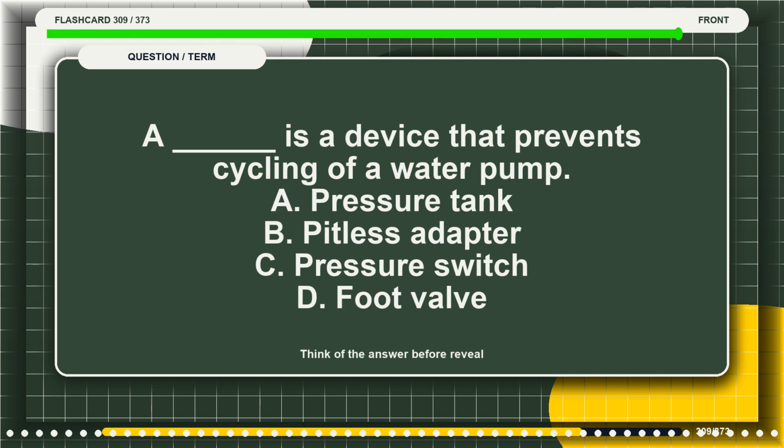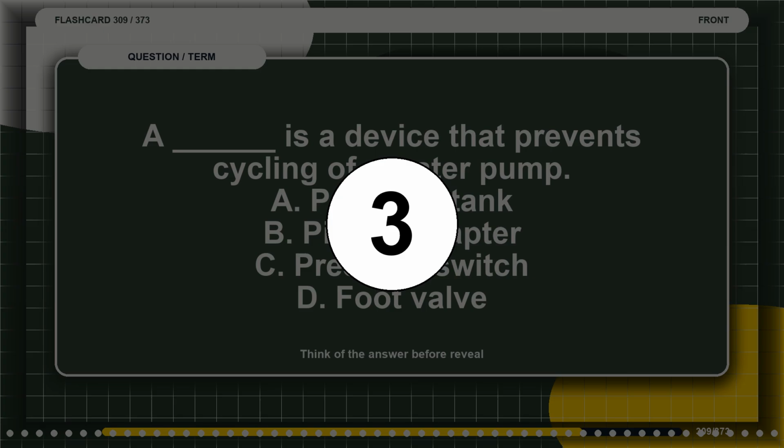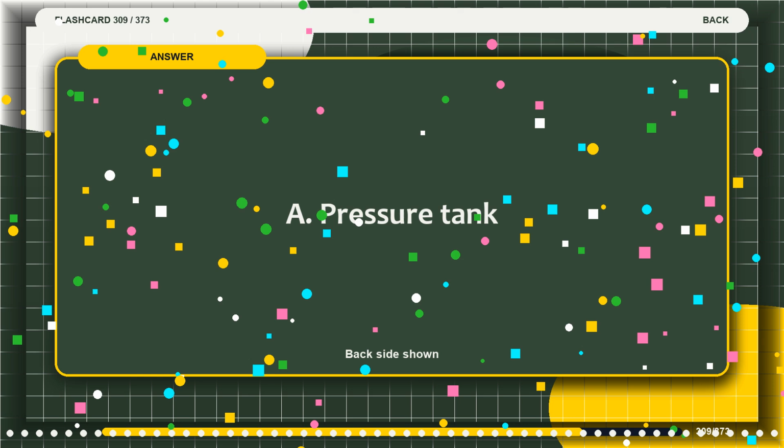Flashcard 309. A blank is a device that prevents cycling of a water pump. A. Pressure tank. B. Pitless adapter. C. Pressure switch. D. Foot valve. Think of the answer before the reveal. The answer is A. Pressure tank.